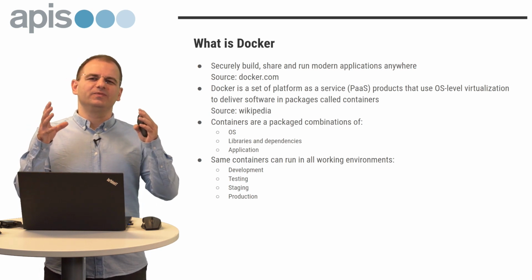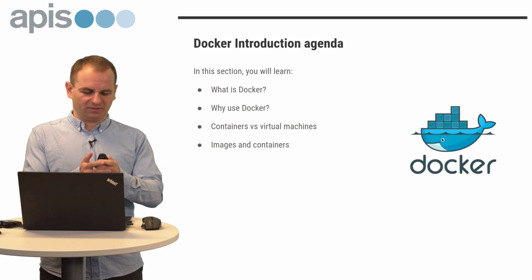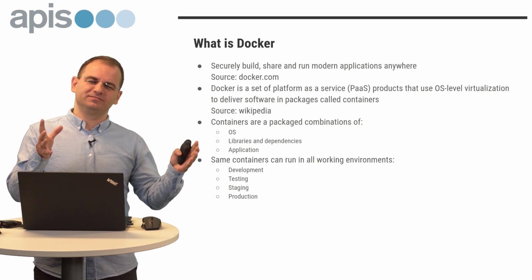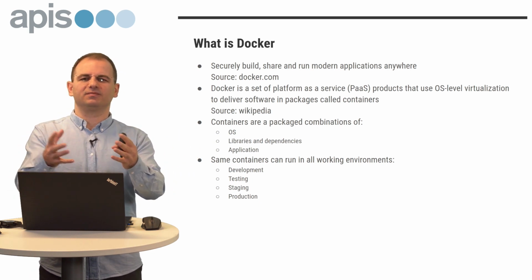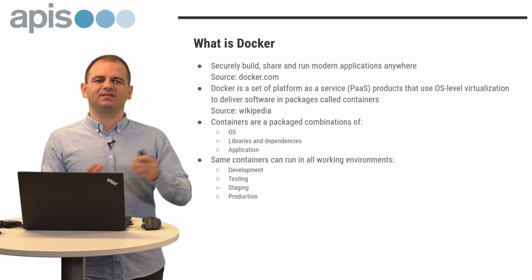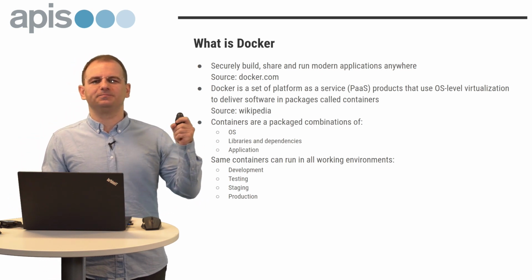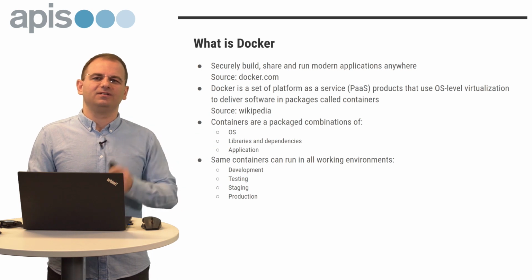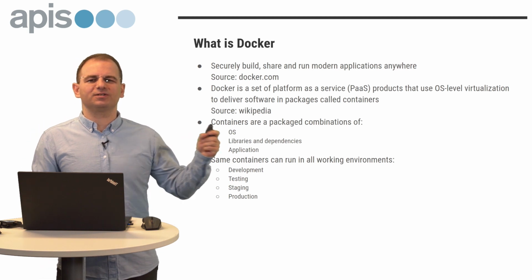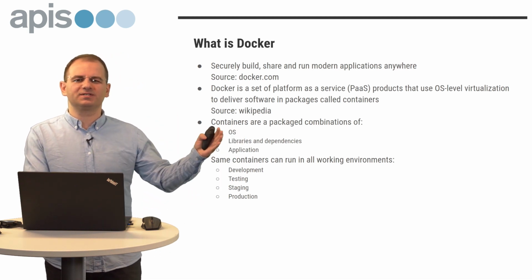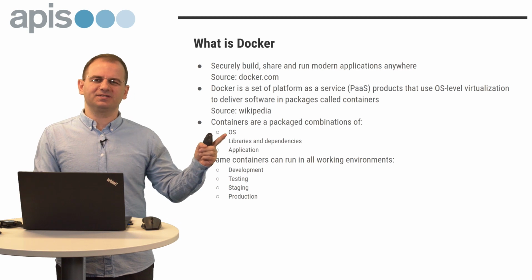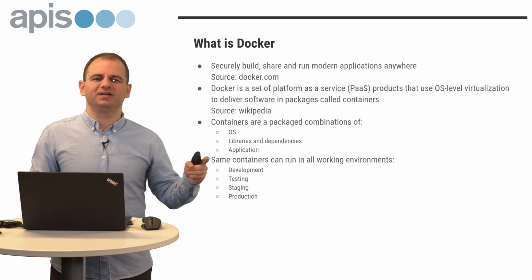So it is using some kind of virtualization in order for you to be able to run some applications, right? So that's similar to virtual machines, right? But there's a big difference, and that difference is shown over here. These are my own two breakdowns of what Docker is. So first of all, for me personally, Docker is a package of three things: operating system, libraries and dependencies, and the application itself.